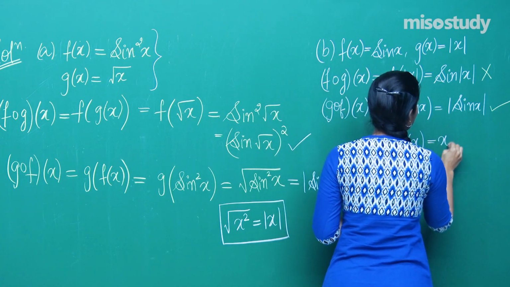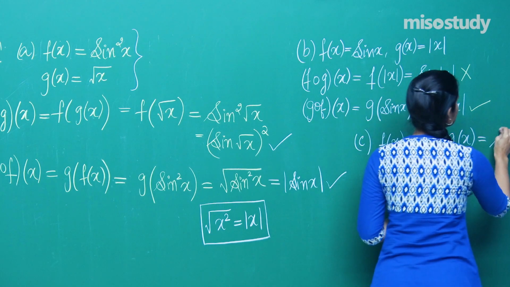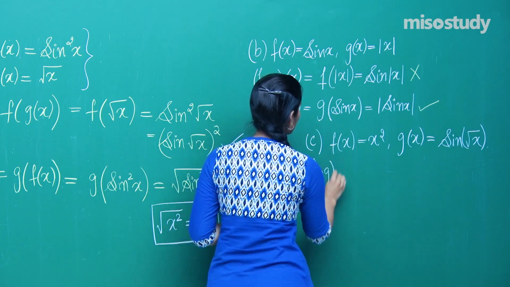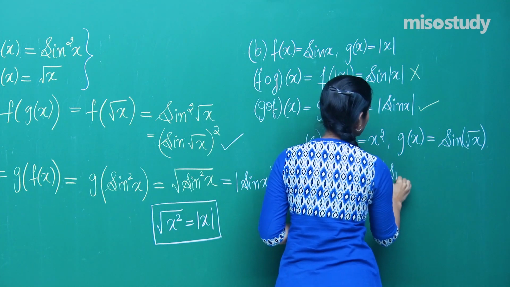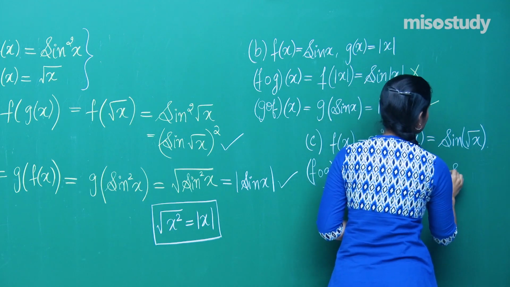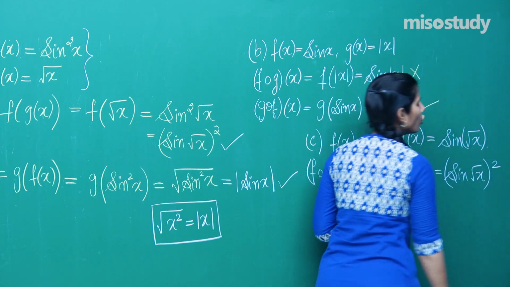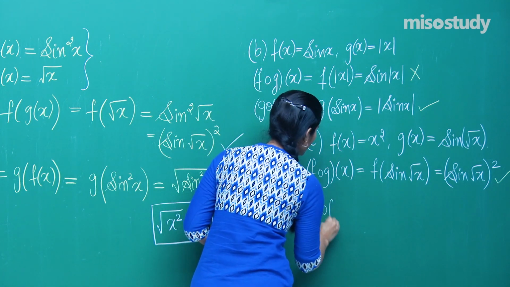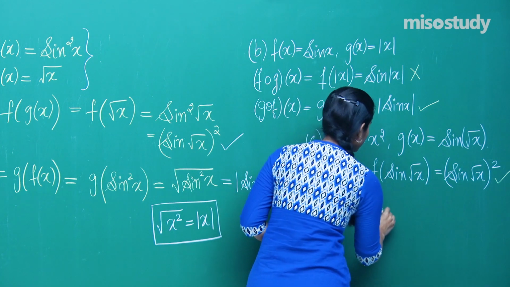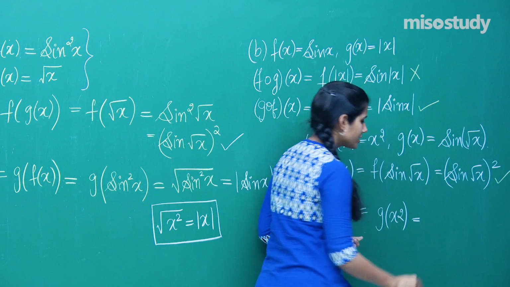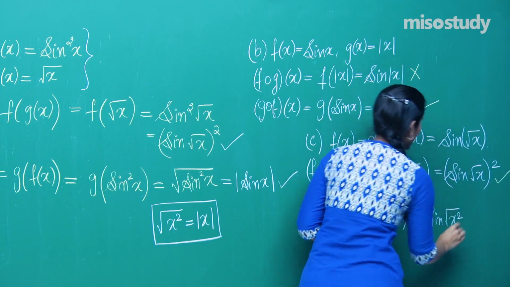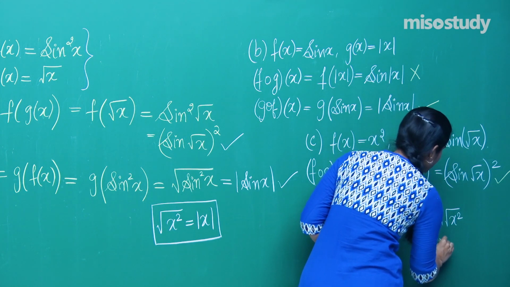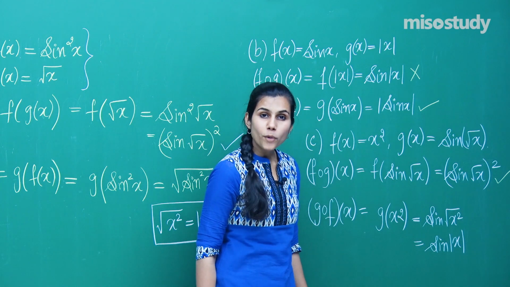Fx is given to be x square and gx is sine of root x. In this case, FOG of x is f of sine of root x, which is sine of root x whole square, which is definitely the FOG that I want. And if I talk about GOF of x, this is nothing but g of x square, which is what? Sine of under root x square, right? G of f of x, which is sine of under root x square, and I just now told you this is nothing but sine of mod x, right?